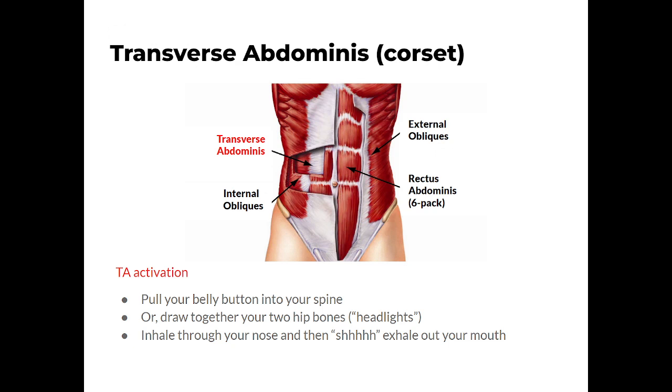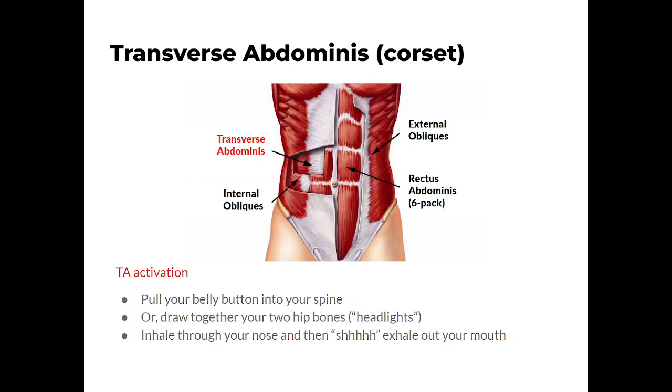Okay, so I'm going to talk you through how to activate the transverse abdominis. This muscle is really important because it's actually a stabilization for our spine and our pelvic girdle. It acts like a corset around our trunk. And I want to briefly go through with you the anatomy of the abdominal wall so you can understand how all the muscles fire in different ways.